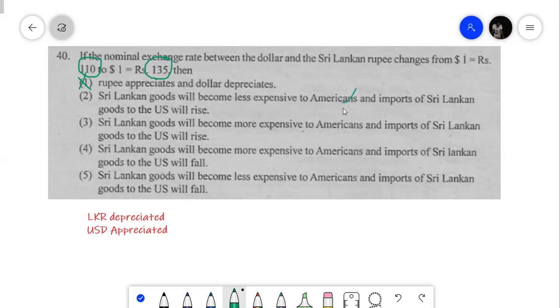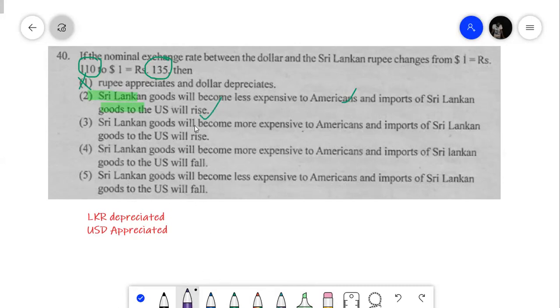That part is correct. Because it is less expensive to the Americans, what will the Americans do? They will import more. So imports of Sri Lankan goods to the US will rise. Hey, this is US importing, not Sri Lankan importing. Yes, that looks right, right? So we'll look at the other answers and see.